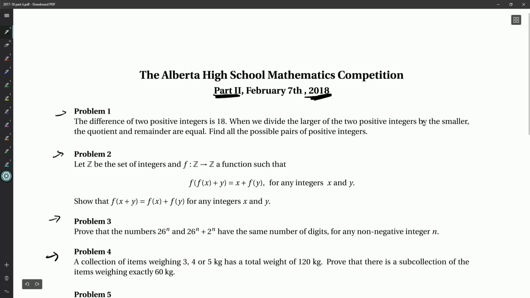The difference of 2 positive integers is 18. When we divide the larger of the 2 positive integers by the smaller, the quotient and remainder are equal. Oh, that's a kind of interesting property. Find all possible pairs of positive integers. Okay. So there's 2 numbers, but we really only need the 1 variable because we're told how these numbers relate to each other. So maybe you could say something like, let x equal the smaller of the 2, so x plus 18 is the larger.